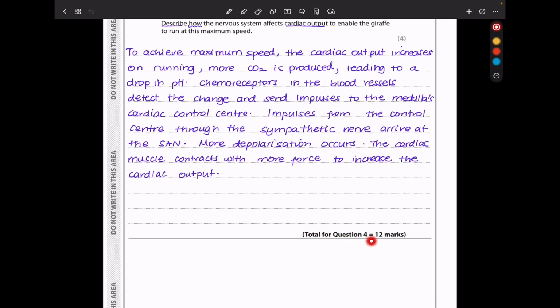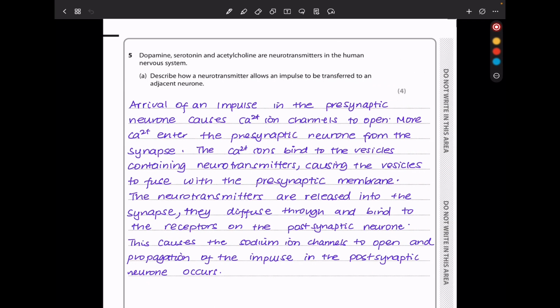So this brings us to the end of question 4. Let's continue to question 5. In question 5, dopamine, serotonin, and acetylcholine are neurotransmitters in the human nervous system. Describe how a neurotransmitter allows an impulse to be transferred to an adjacent neuron.